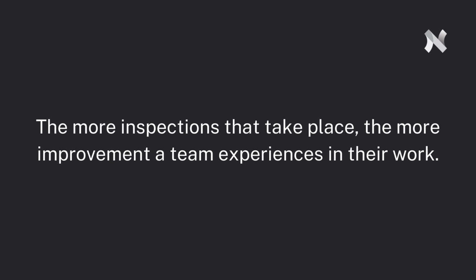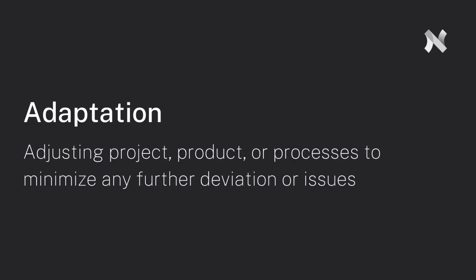Inspection also propels our next pillar, adaptation. Adaptation means that we're continuously searching for ways to adjust our project, product, or processes to minimize any further deviation or issues. In Scrum, and in Agile as a whole, for that matter, we embrace change so that we are always improving. So when we adapt, we change aspects that do not work or could be better.